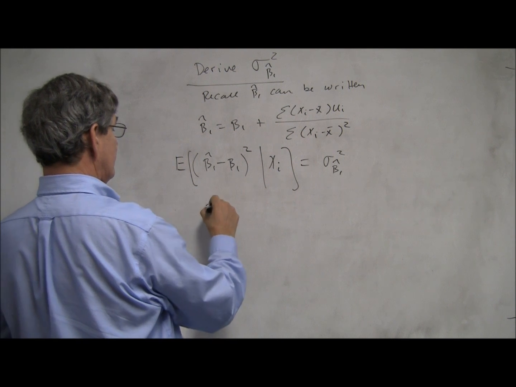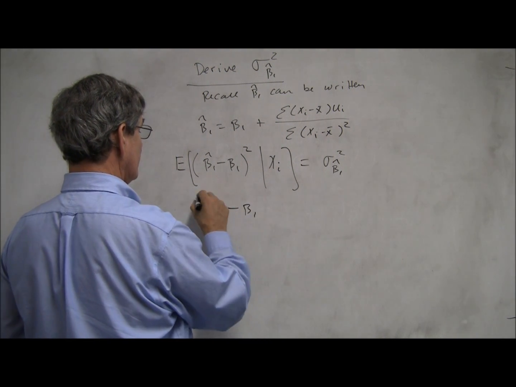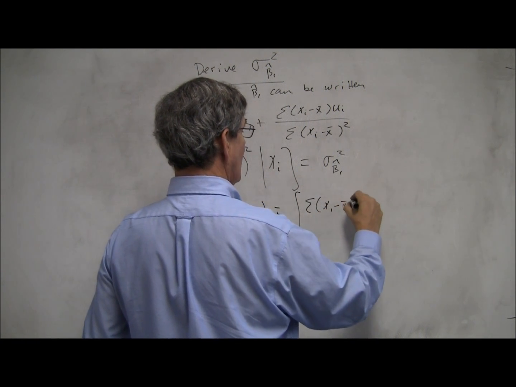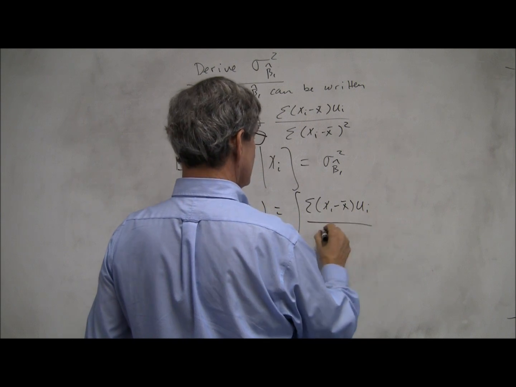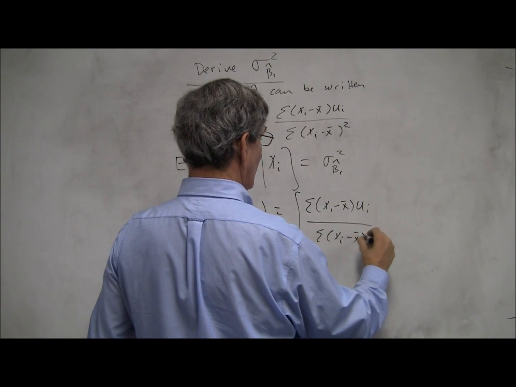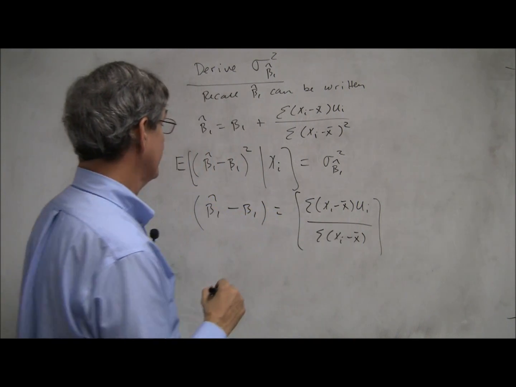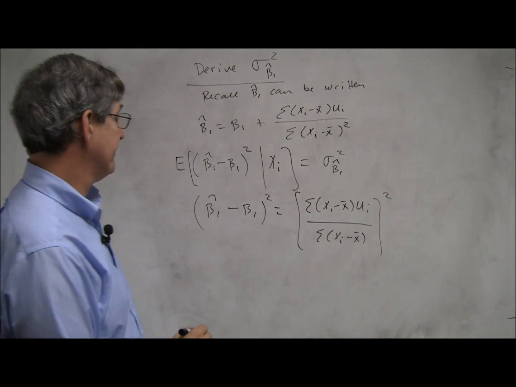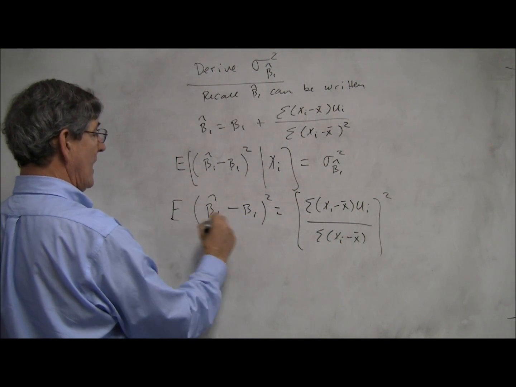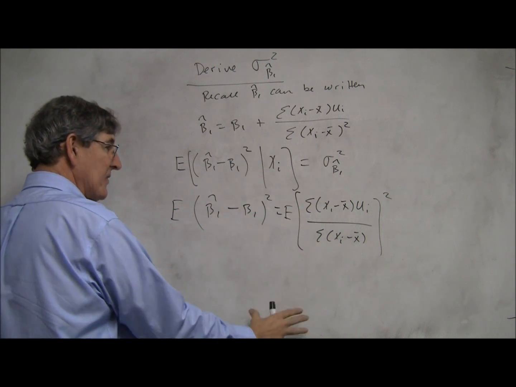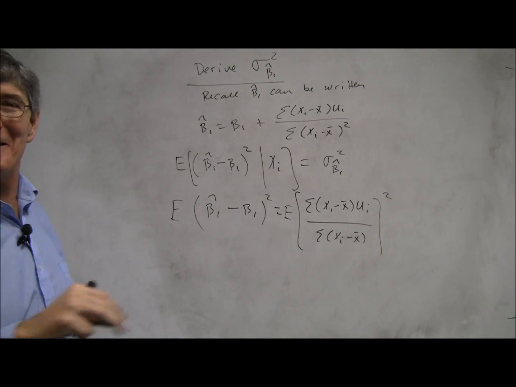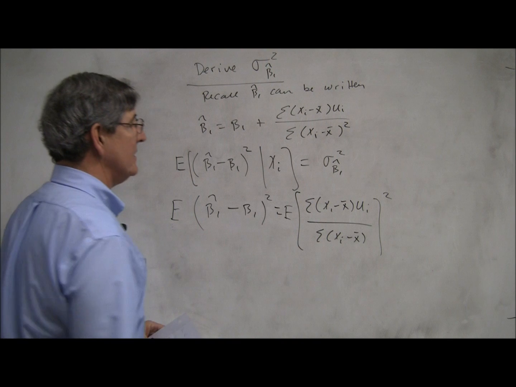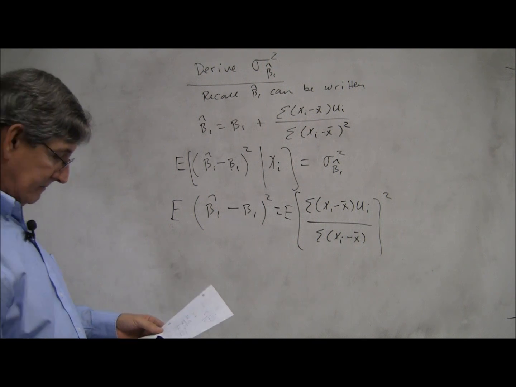From here, beta 1 hat minus beta 1 is the sum of the xi minus x bar times ui over the sum of the xi minus x bar squared, right? Just from there. So if I square it, I get that. And then I want to take the expected value. You may want to do that in 3 different lines. I don't know, hit pause. Go ahead and write 3 separate lines if you like. So we need to find this expectation in order to solve this.